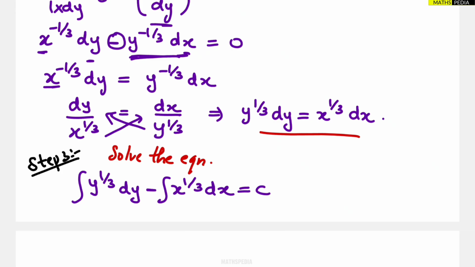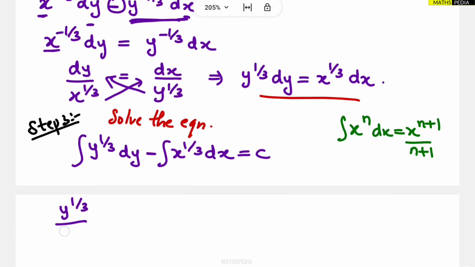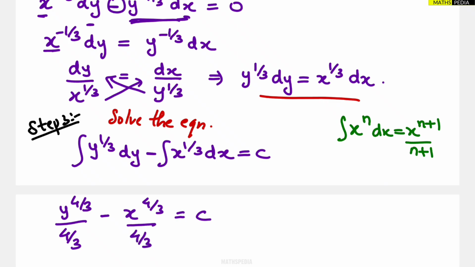Integration constant. So integration of y power 1 by 3. Which formula are we going to apply? We have studied that the integration of x power n is x power n plus 1 by n plus 1. The same formula has to be applied. So that becomes y power 1 by 3 plus 1, which is 4 by 3, divided by 4 by 3, minus x power n plus 1, which is 4 by 3, divided by 4 by 3, equal to the integration constant c.